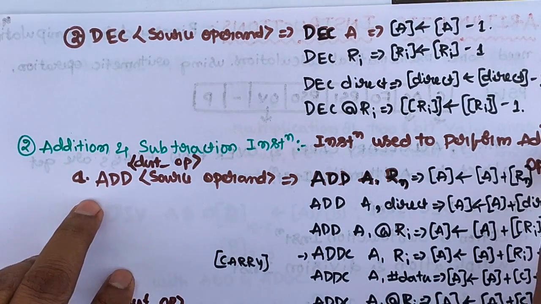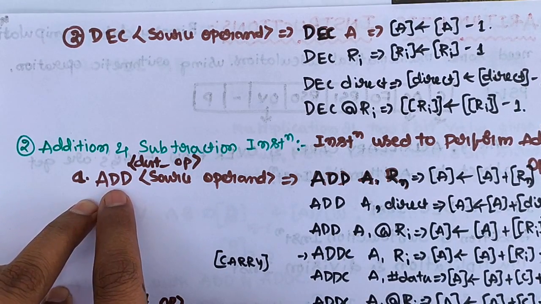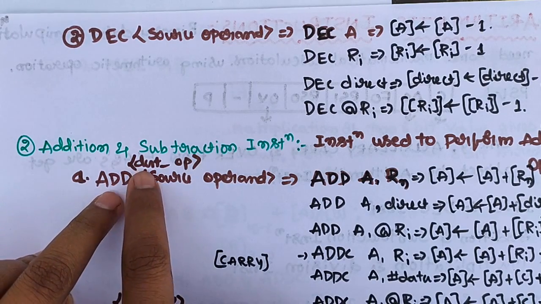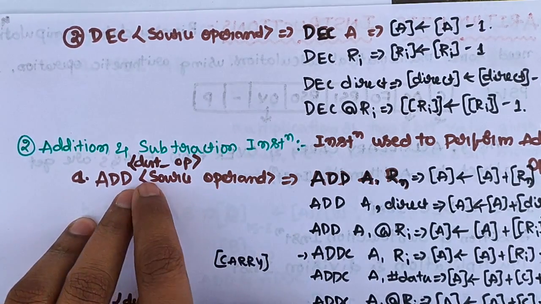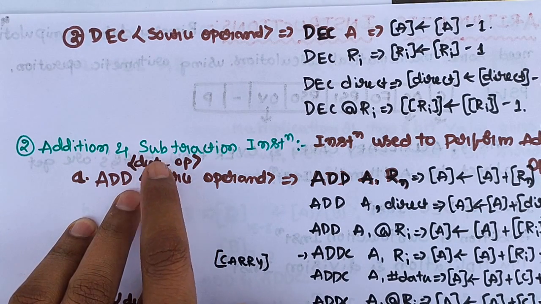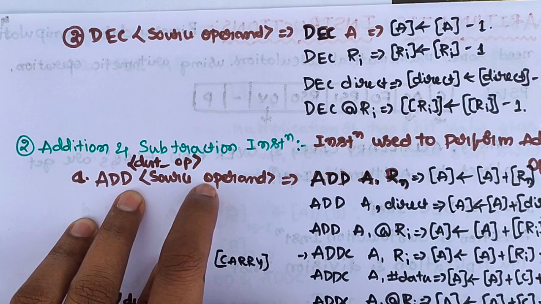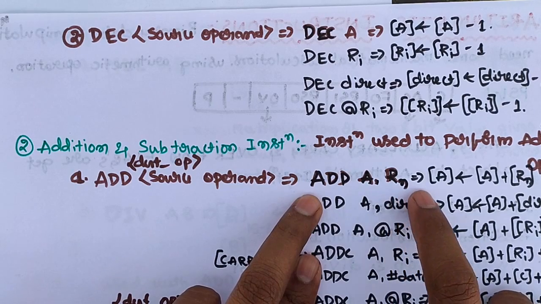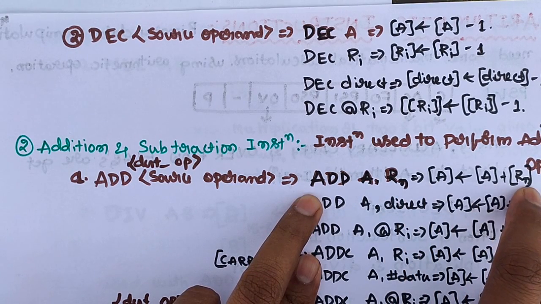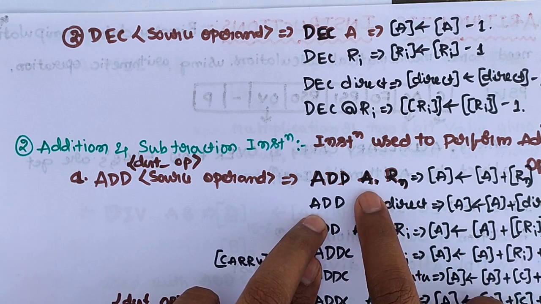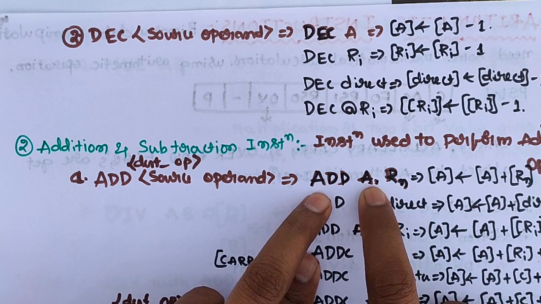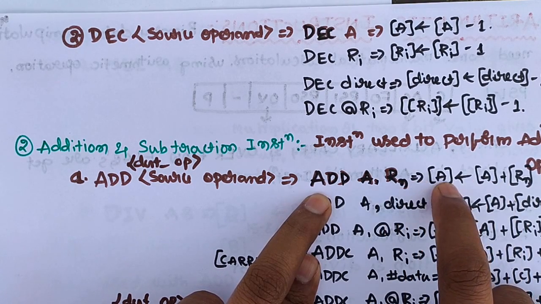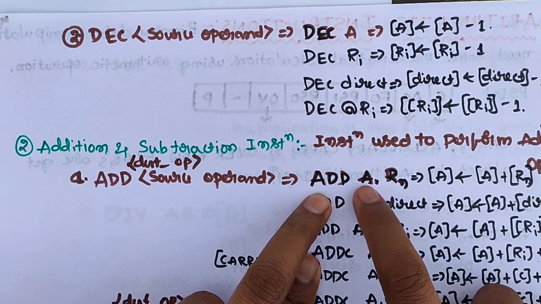Similarly for addition and subtraction, we are using two mnemonics, that is ADD and SUBB. For the add operation, ADD destination operand, source operand, the contents of the destination operand and source operand will be added and the result will be stored in the destination. So ADD A, Rn means the contents of A and Rn will be added and the result stored in the accumulator. For example, in ADD A, Rn, A is 2 and Rn is 3. After execution of this instruction, 2 plus 3, you will get 5, and that result will be stored in the accumulator.